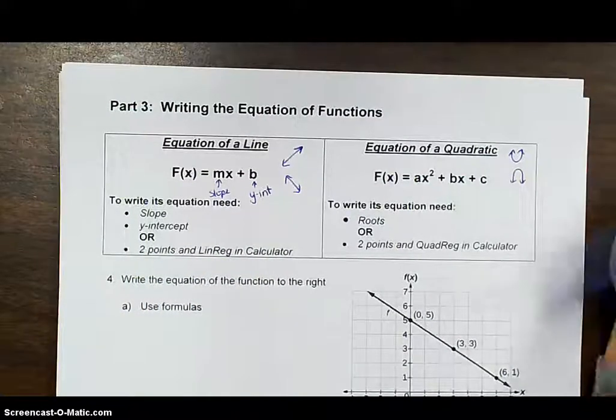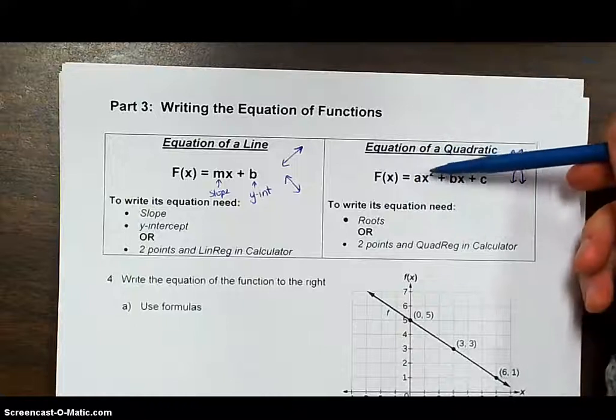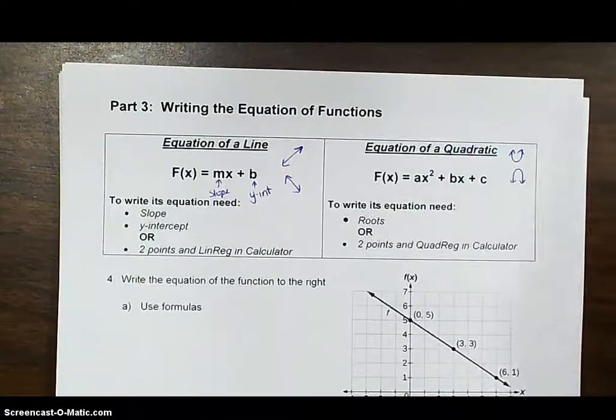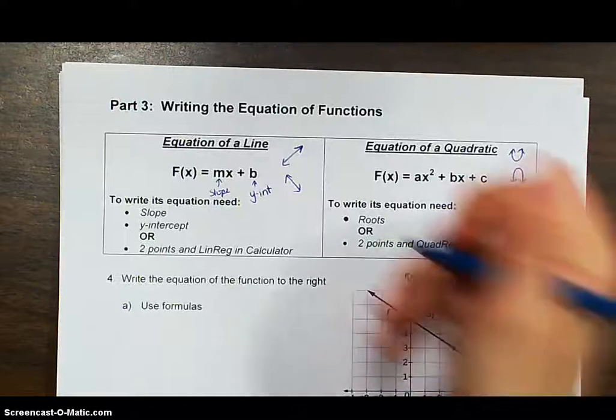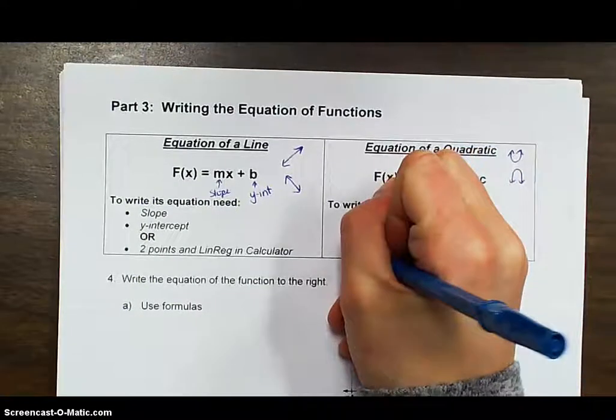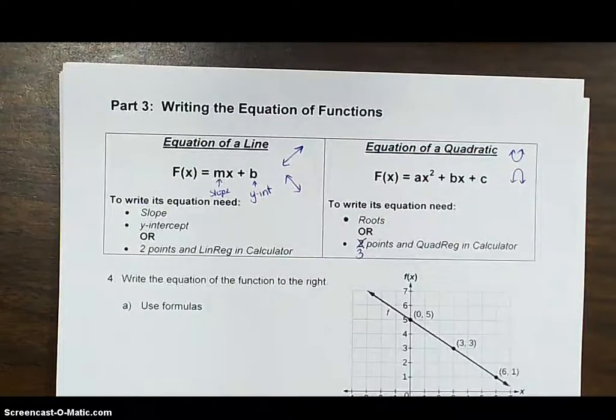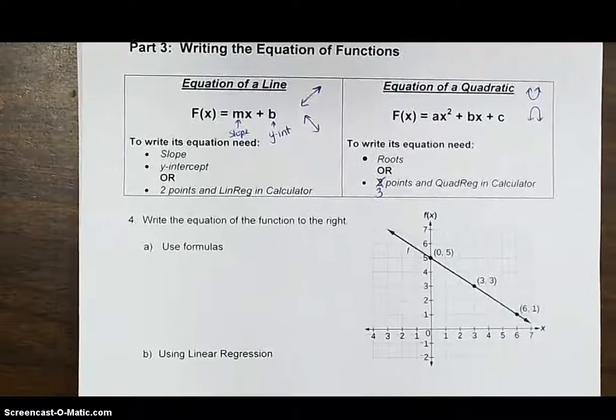Okay, to write the equation of a quadratic, we know the formula is ax squared plus bx plus c. We can write its equation in two different ways. We can use the roots, or we can use, and here we're going to cross off 2, we need to have at least 3 points, and we can use the quadratic regression in the calculator. So let's go ahead and take a look.